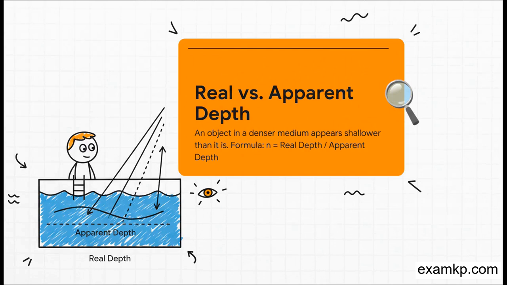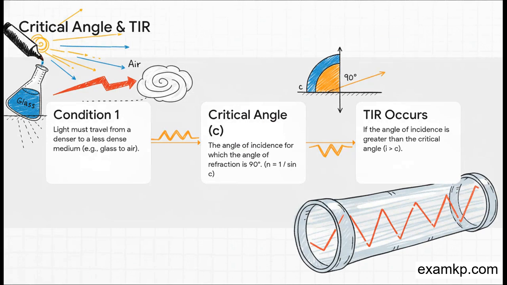Okay. Now for something really cool. Total internal reflection, or TIR. For this magic to happen, two conditions must be met. Number one, light has to be going from a dense place to a less dense place, like from inside glass out into the air. Number two, the angle it hits the surface must be bigger than something called a critical angle. If you hit the surface at an angle bigger than this critical angle, the light doesn't escape at all. It gets trapped and reflects back inside.